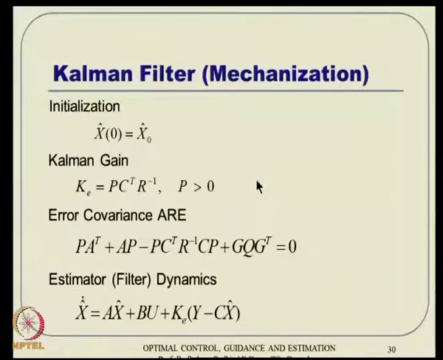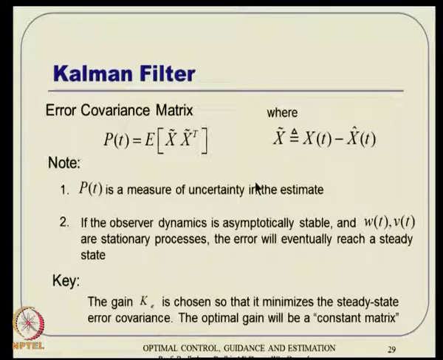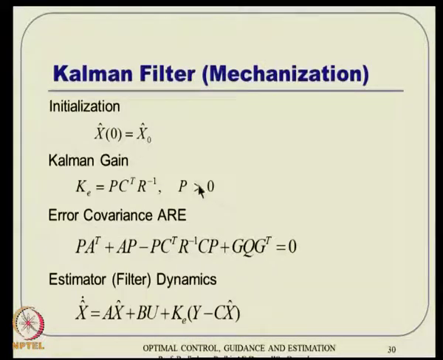Now, again how we design it, I am not going to talk here, but the procedure mechanization of that is something similar. So, initially we have this, and the Kalman gain we compute that way, where the P matrix is computed from this algebraic Riccati equation, or filter Riccati equation really. Then you operate this observer dynamics this way.